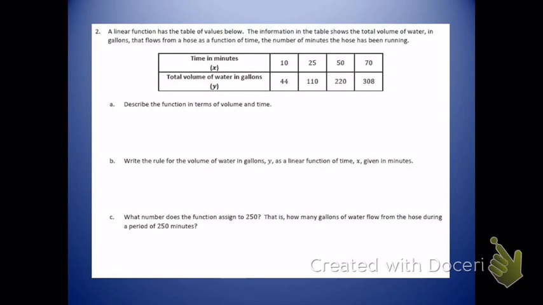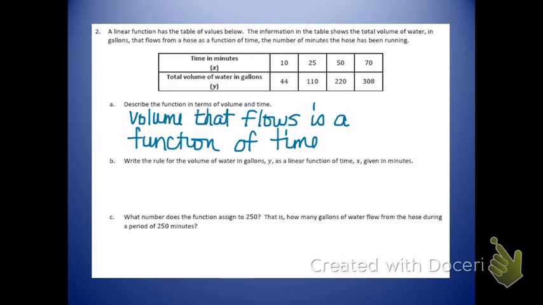Okay, exercise 2, hopefully you've tried it on your own. This is a linear function, and this is the table of input-output values for it. It's the volume of water flowing out of a hose. We're asked to describe the function in terms of volume and time. So this would just be using words. So the volume that flows is a function of time. Again, volume is the dependent variable, and it's a function of the independent variable, time.